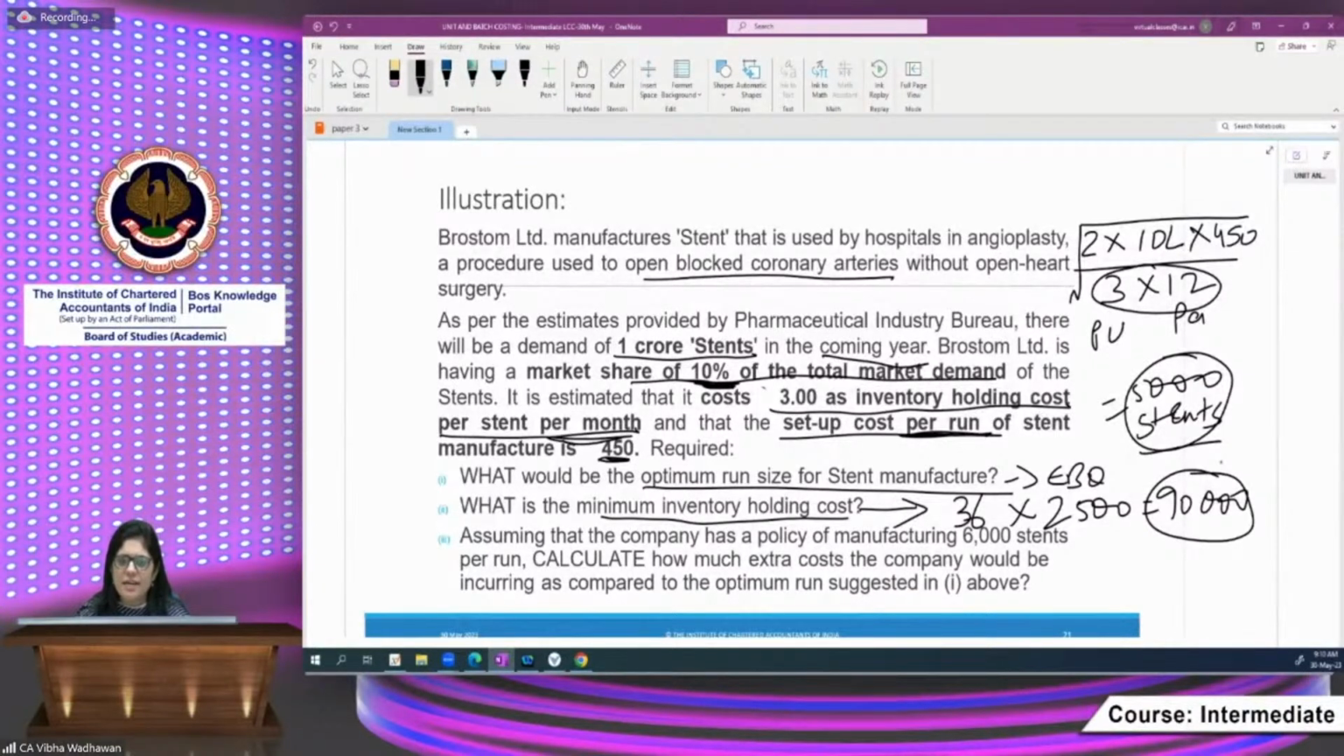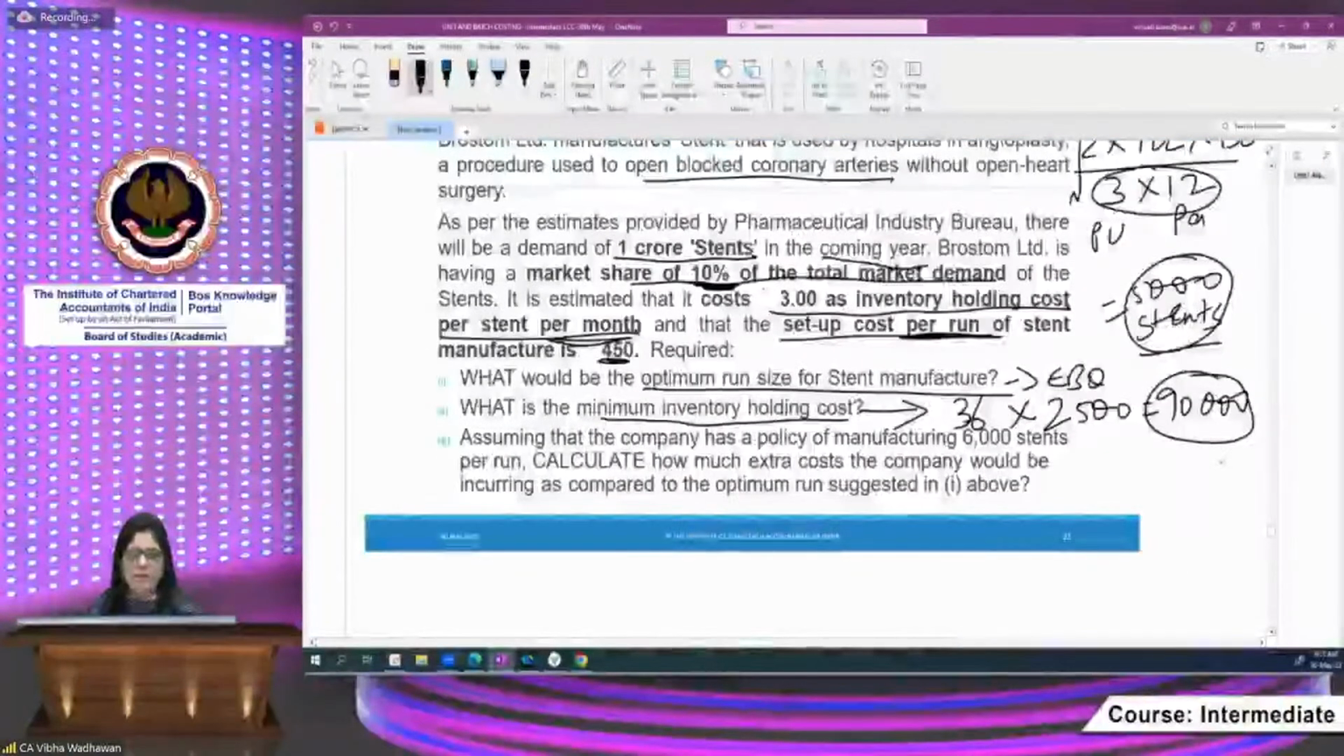We have just done this in the previous question. Inventory holding cost, how do we calculate? Inventory holding cost per unit per annum into half of EBQ. EBQ is 5,000, so half of EBQ is 2,500 stents. So the total inventory holding cost is 90,000. Yes. Let's move to the third part of the question. This we have done.